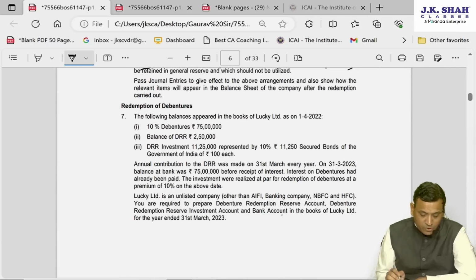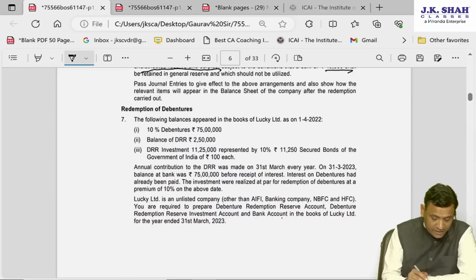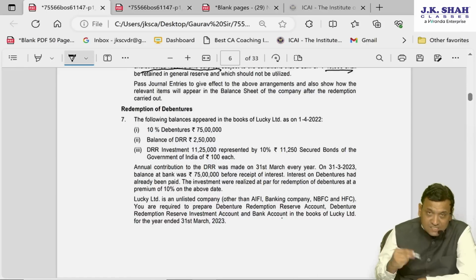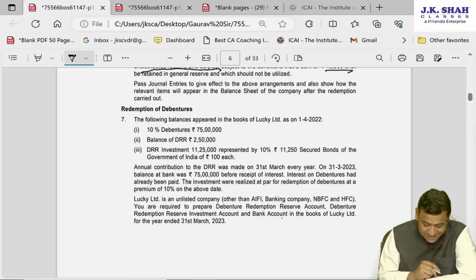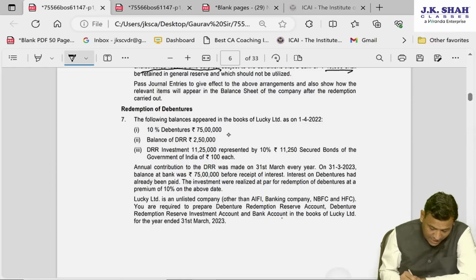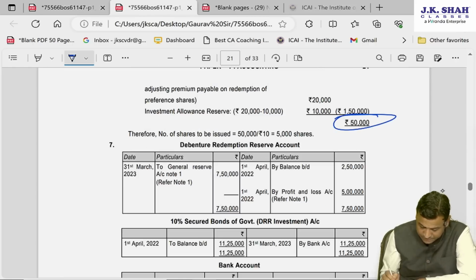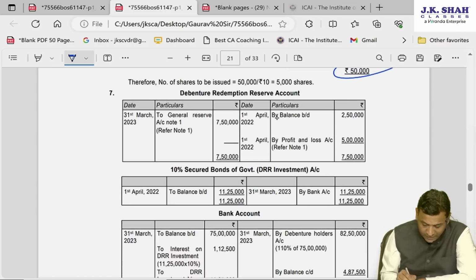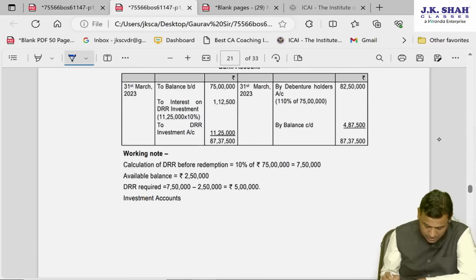Very simple friends. Only one thing we need to have an idea that your balance in debenture redemption reserve has a shortfall. It should be 10%. That is 7,50,000 should be the balance. I have a balance of only 2,50,000. So what I need to do is create DRR. Here it is. Opening balance by balance brought down 2,50,000. There is a shortfall. How much shortfall? Sir, it should be 750. So we create a DRR, profit and loss account.